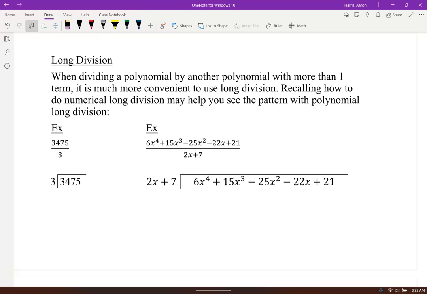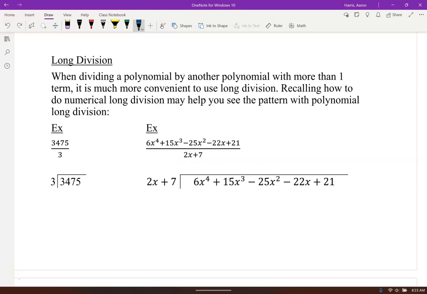The last situation necessitates long division. And so what we're going to do is, first let's look at doing long division. So when do you need to use long division? You need to use long division when you're dividing by more than one term. So for example, we're dividing by a binomial or a trinomial in the denominator. That's when you have to use long division.